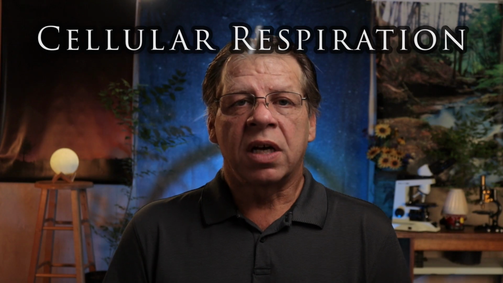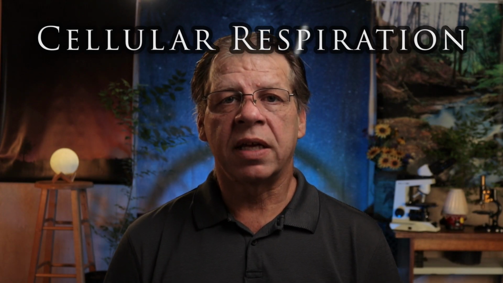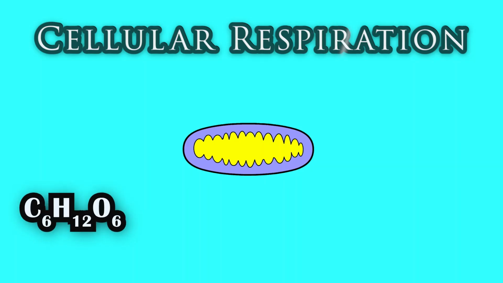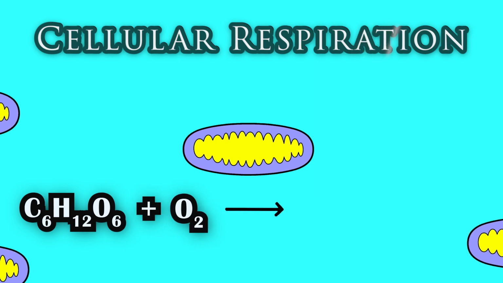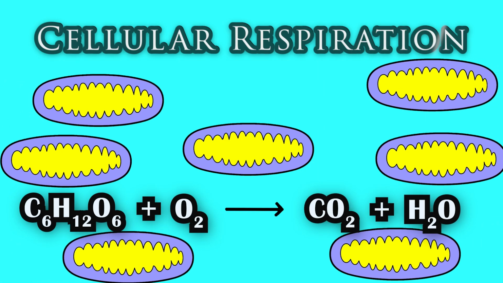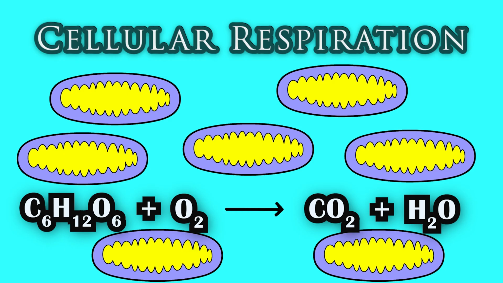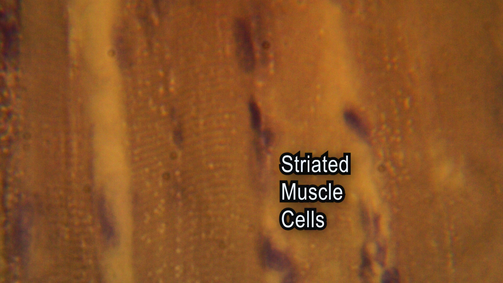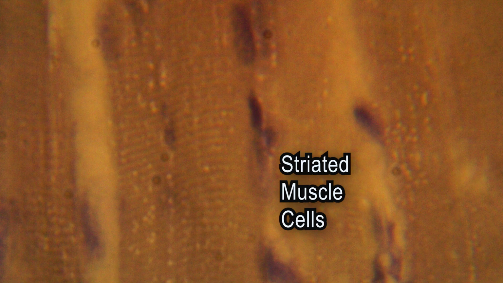Cellular respiration is a complex process that goes something like this. C6H12O6 plus O2 yields CO2 plus H2O. Cells in the body that have a very high energy demand, like muscle cells or brain cells or liver cells, could have up to thousands of mitochondria per cell. Some cells, like skin cells, are less active, and they might only have dozens of mitochondria.